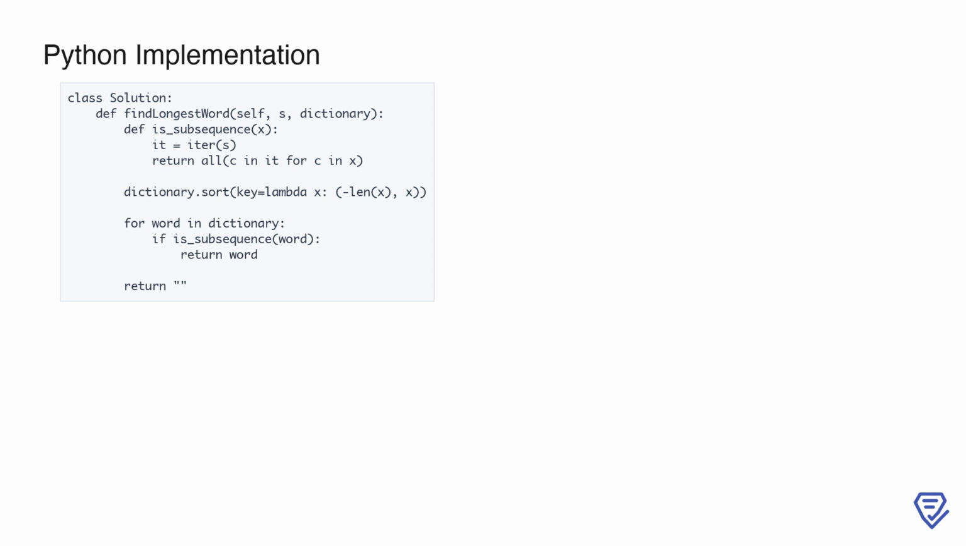After sorting, we iterate over the words in the dictionary. For each word, we check if it is a subsequence of S using the is_subsequence function. If a word satisfies this condition, it is returned immediately as the result.